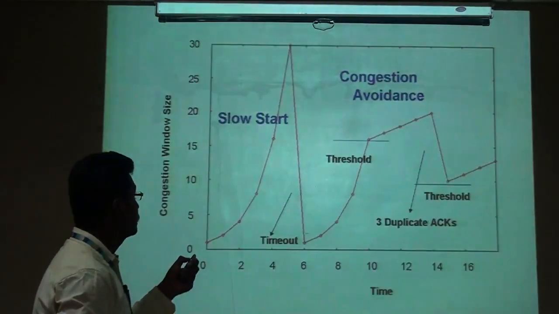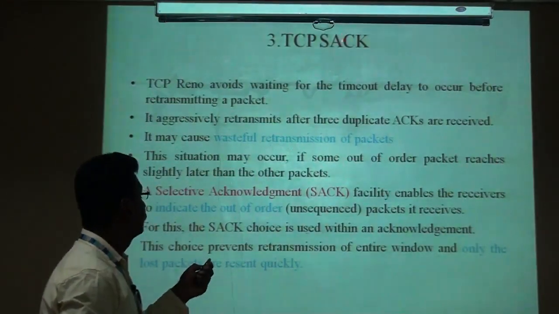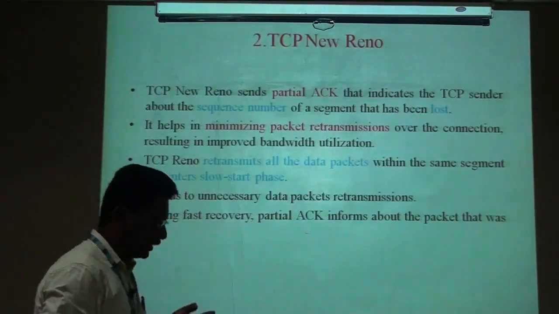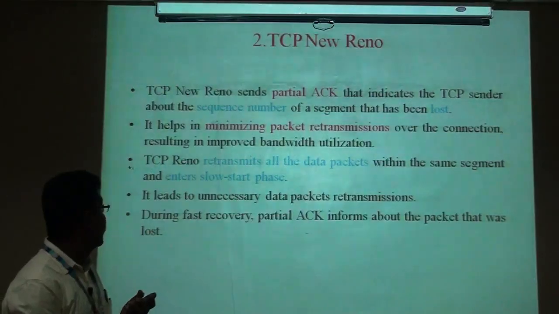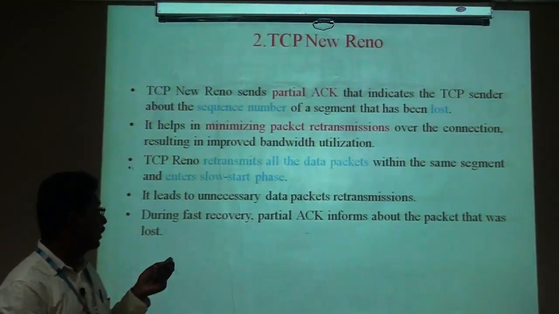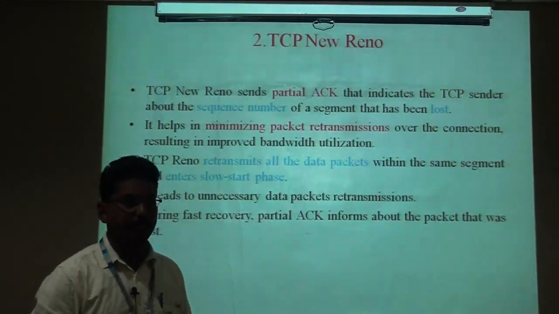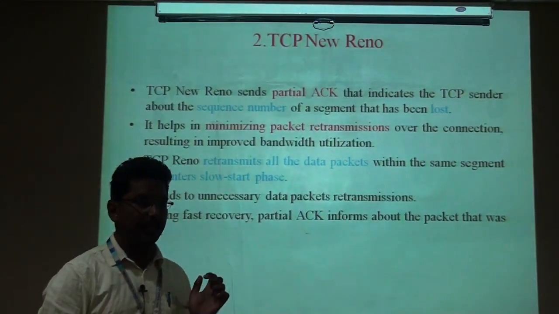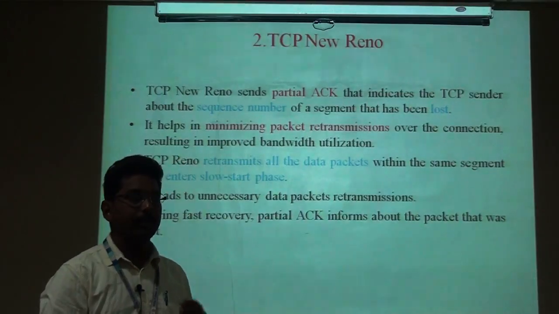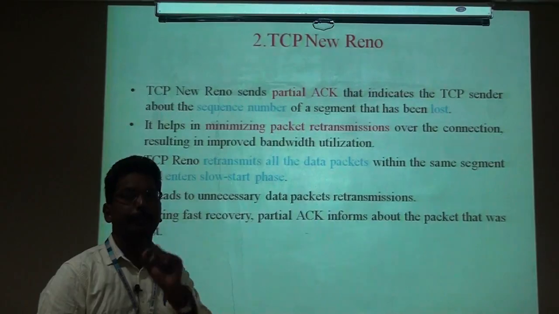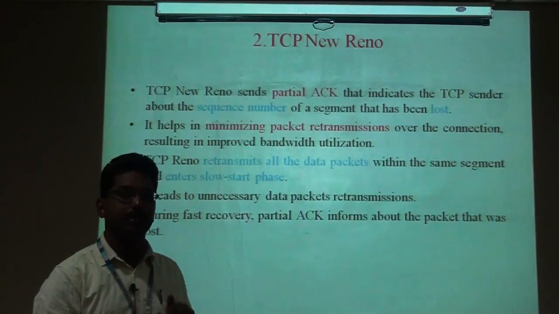And the next one is TCP New Reno. In New Reno we have the partial acknowledgement. What is partial acknowledgement? Suppose we have 5 packets and all are transmitted at the same time, then the entire frame has a sequence number and each of the packets has a specific sequence number.